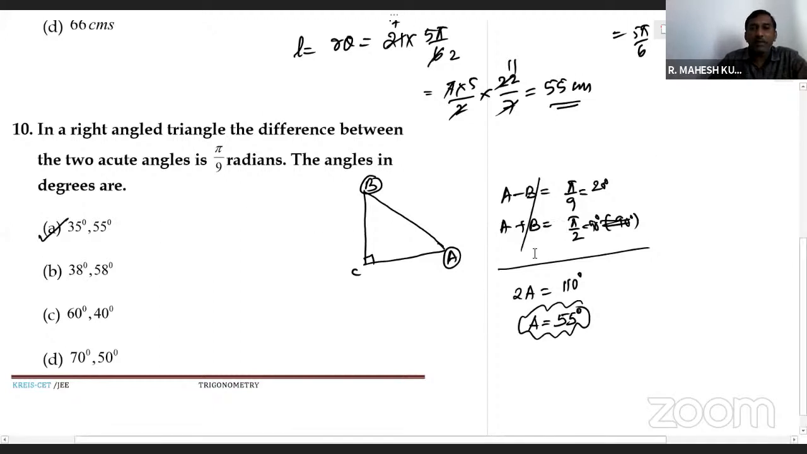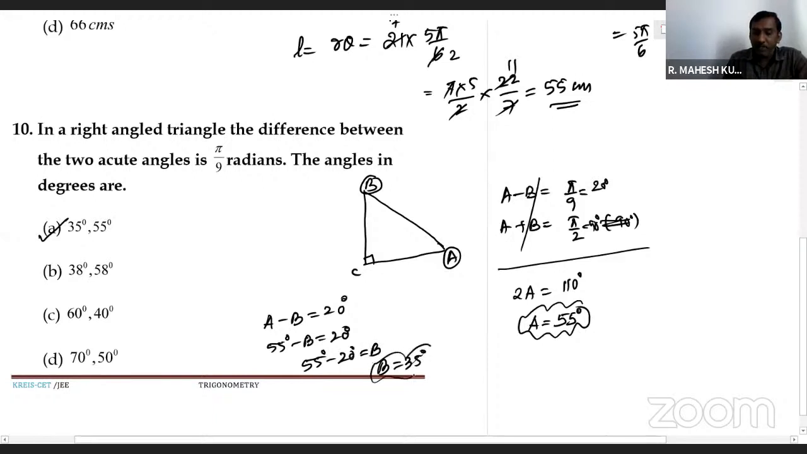Because if you substitute that 55 degrees in one of them, I will put it in 1. So A minus B is equal to 20 degrees. 55 degrees minus B is equal to 20 degrees you get. 55 degrees minus 20 degrees is equal to B. So B is equal to 35 degrees you get. So the correct answer is the first option. Option A, 35 degrees and 55 degrees is going to be the correct answer for this.